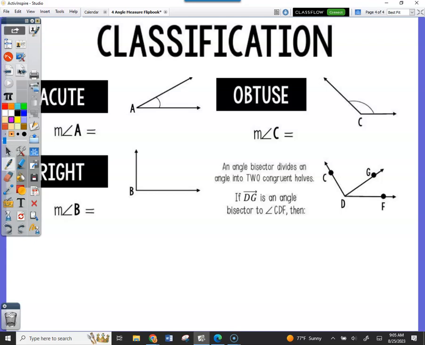All right, anyways. So what does acute mean? Acute means in reference to the size of the angle, it's going to measure less than 90.